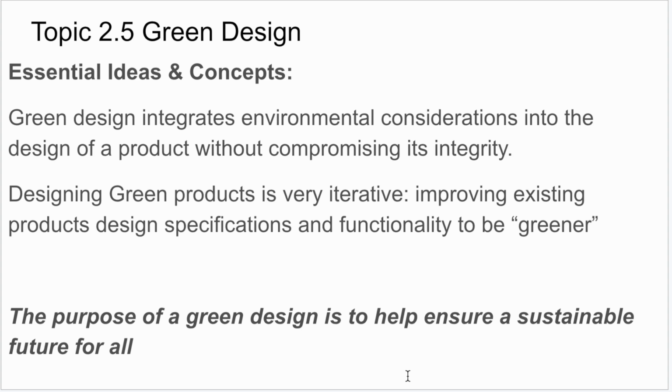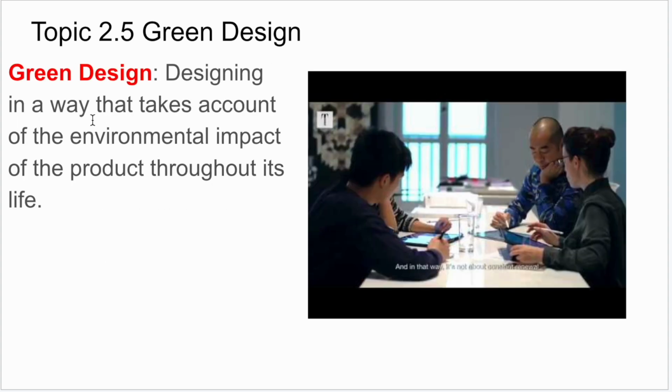Designing green products is very iterative, improving existing products, design specifications, and functionality to be more green. The purpose of green design is to help ensure a sustainable future for all. So the definition of green design is right here. This is designing in a way that takes into account the environmental impact of a product throughout its life cycle. So throughout its life, from extraction all the way to disposal or recycling, we're trying to take all of that information into account and design in such a way that we are minimizing environmental impact.